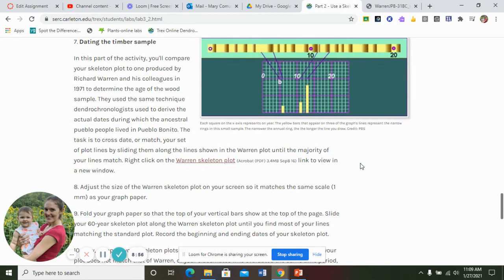Dating the timber sample. In this part of the activity, you'll compare your skeleton plot to the one produced by Richard Warren and his colleagues in 1971 to determine the age of the wood sample. They used the same technique dendrochronologists used to derive the actual dates during which the ancestral Pueblo people lived in Pueblo Bonito. The task is to cross-date or match your set of lines to the ones that Warren had.